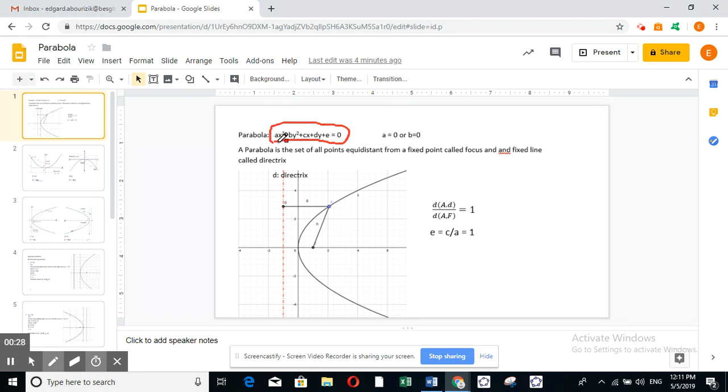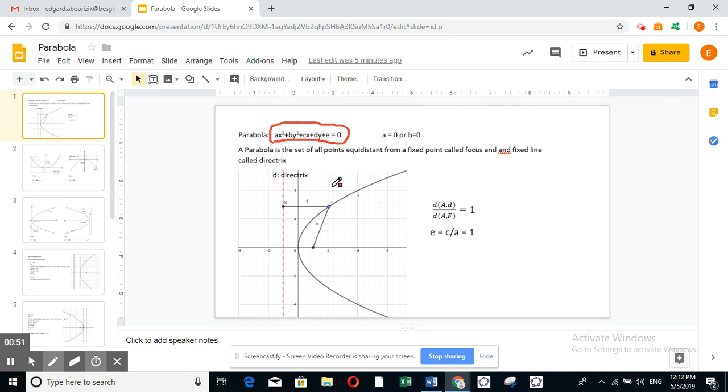In circle, we said if the coefficients of x square and y square are equal, we have a circle. If A and B, the coefficients of x square and y square, have the same sign but are not equal, we have an ellipse. If A and B have opposite signs, we have a hyperbola. If x square is missing or y square is missing, we have a parabola.